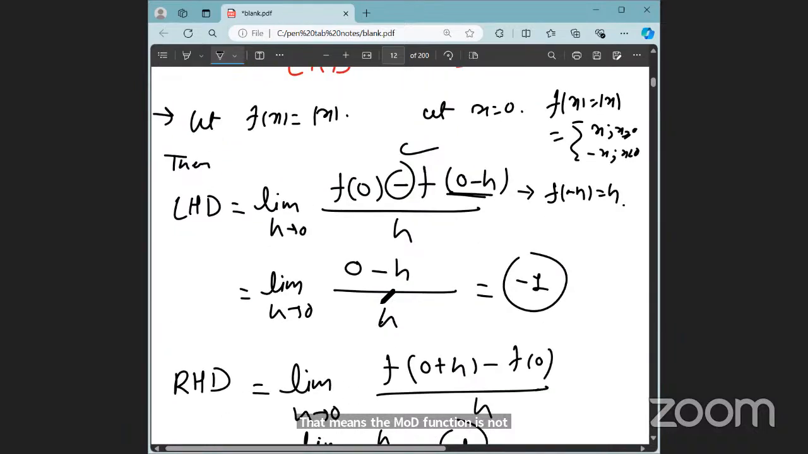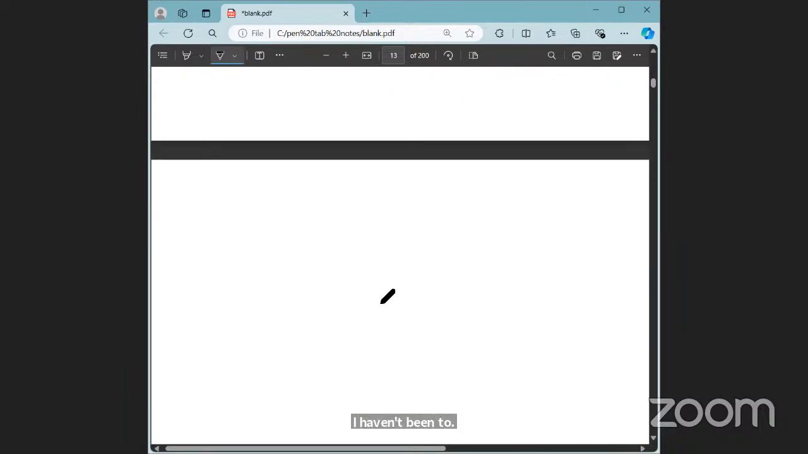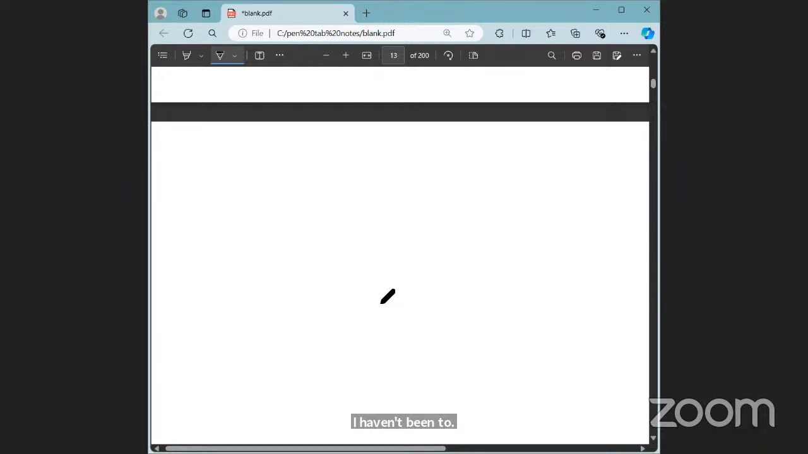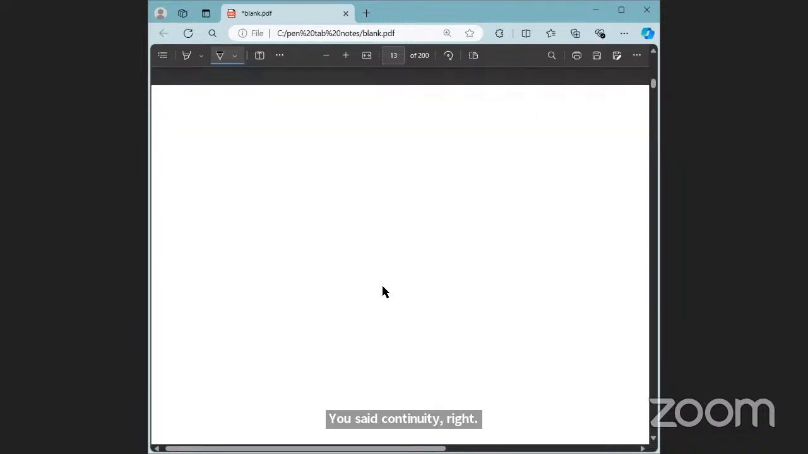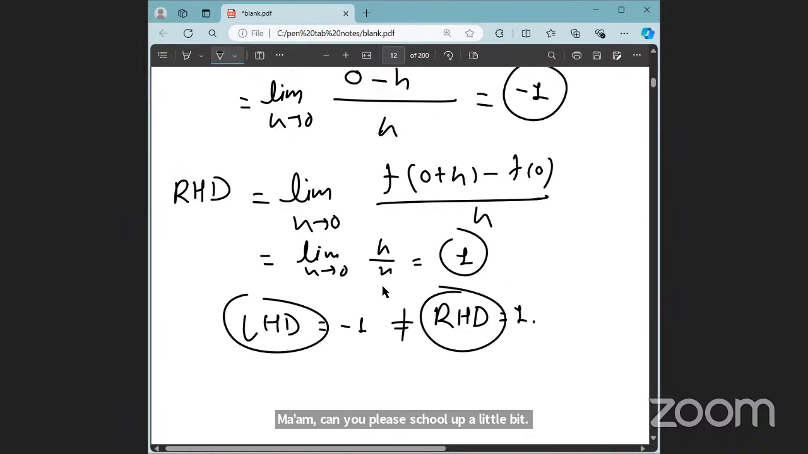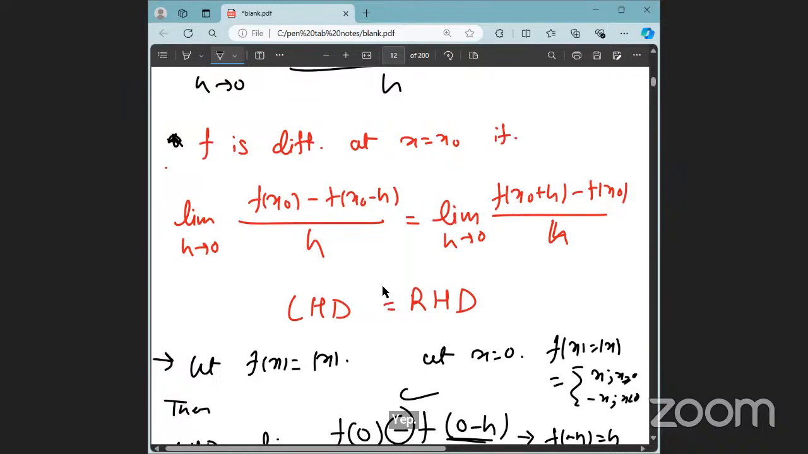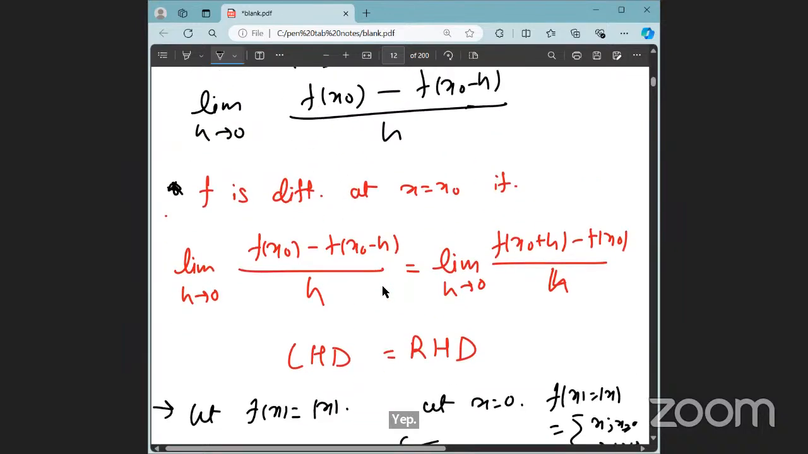Is this example clear to everyone? Yes, ma'am. And it is also not continuous, right? No, it is continuous. Continuity is there, but differentiability is not there. You said continuity, right? Continuity is there because by the graph you can easily observe that it is continuous. Ma'am, can you scroll up a little bit? Still? Yes, ma'am, it's done. Thank you, ma'am.